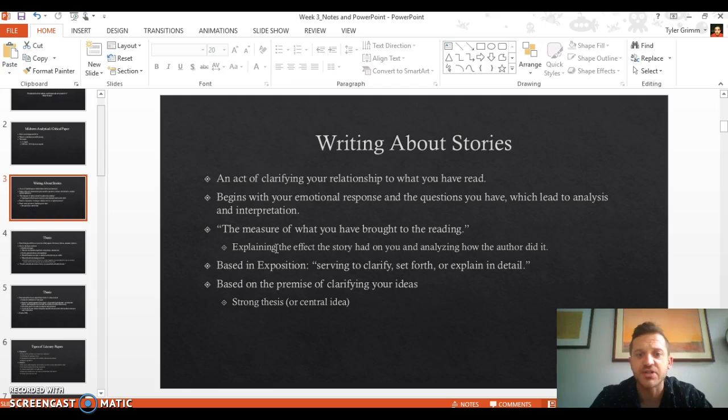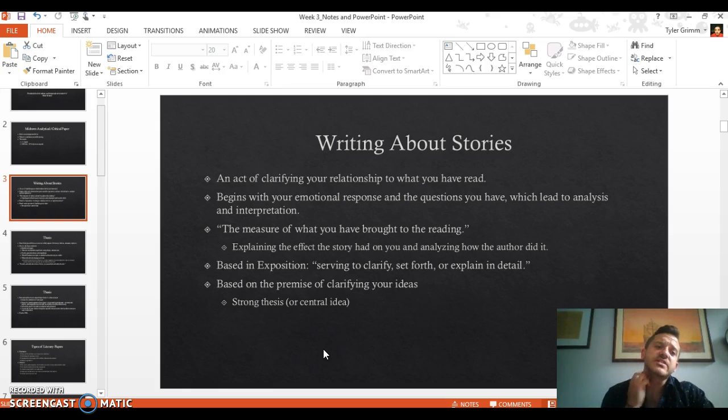It's based in exposition, which serves to clarify, set forth, and explain in detail. So you have this reaction, this interpretation of a story, and then you are going to explain how you got there. So there's going to be some exposition, some explaining, and some research and argumentation. All of those parts are going to come together in a unified whole. So it's based on the premise of clarifying your ideas.